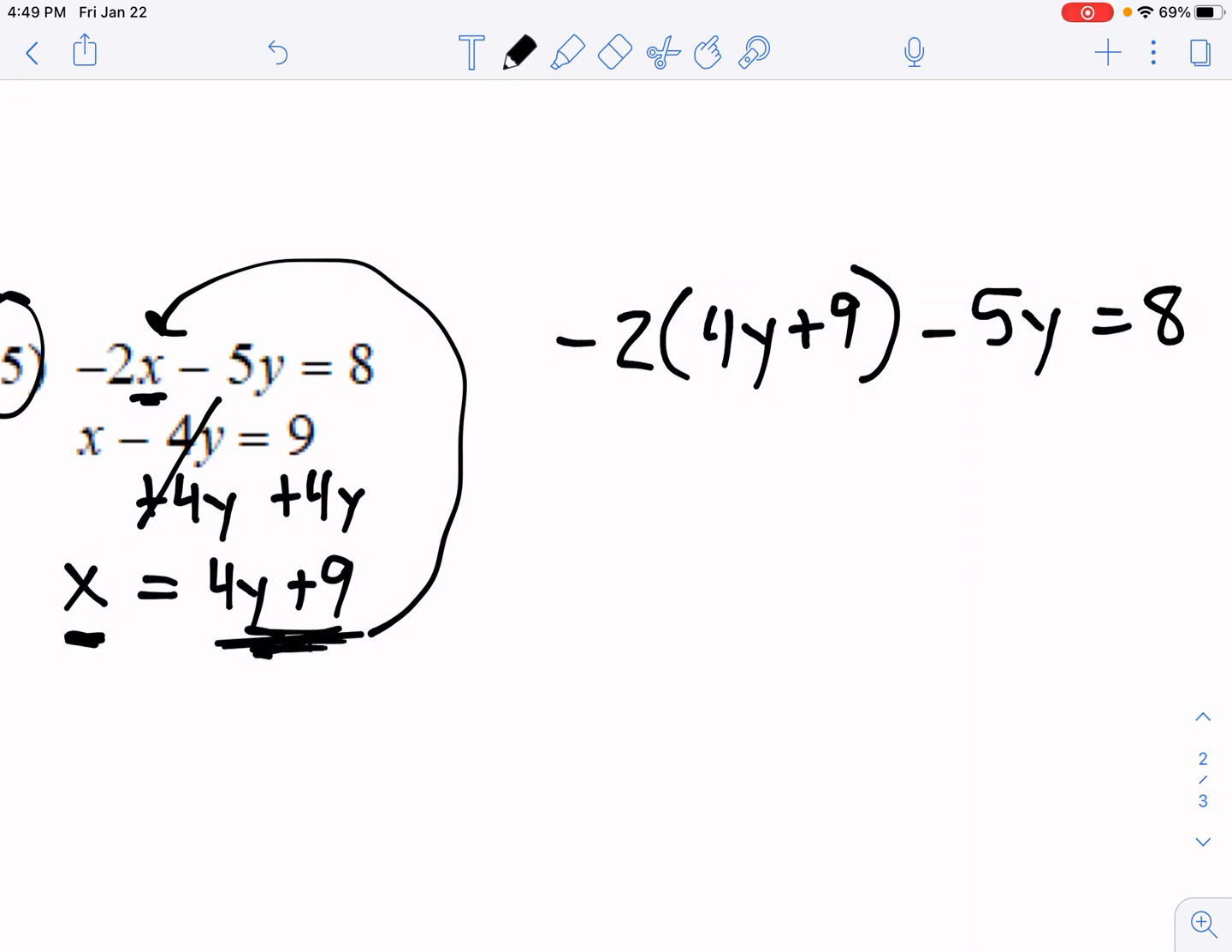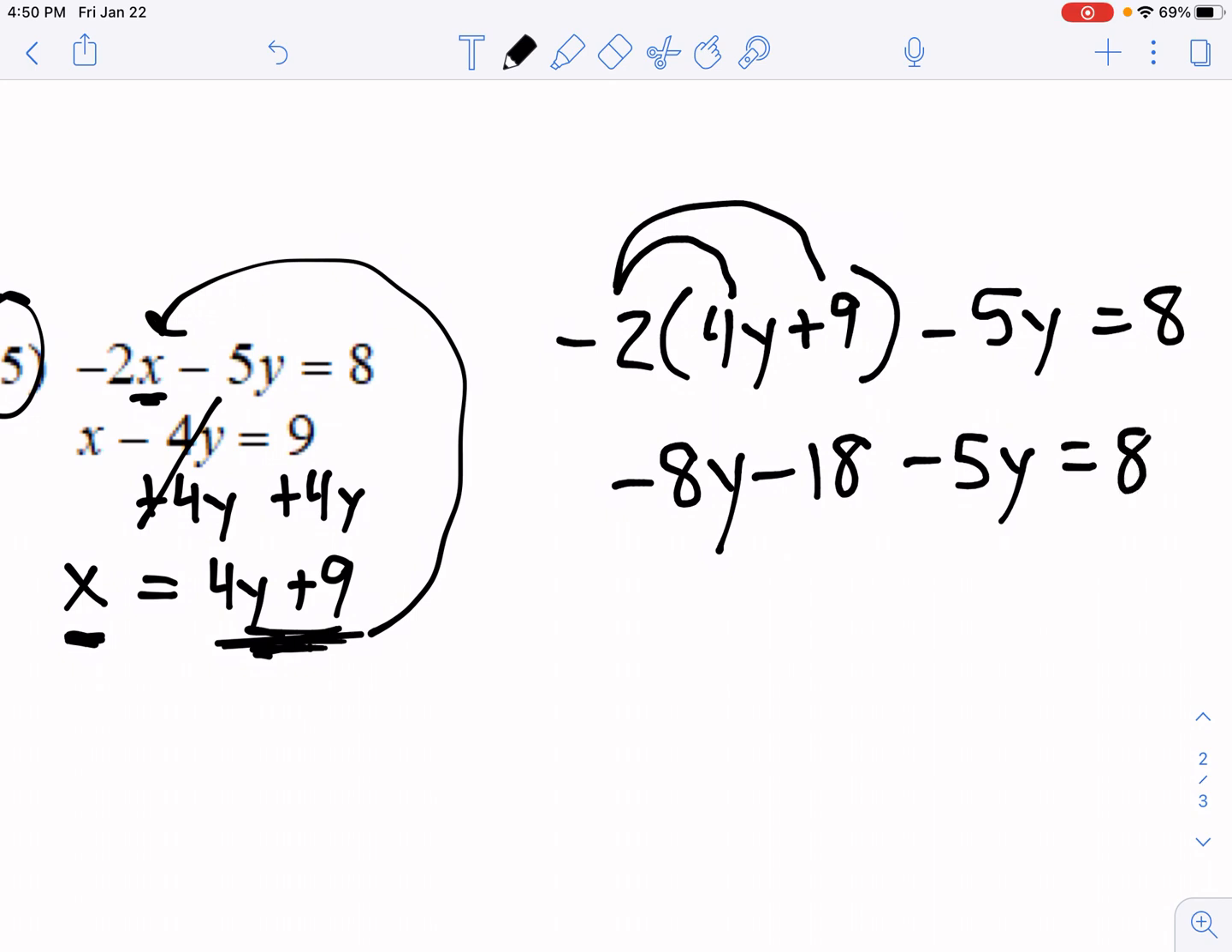Now, I have a parentheses and a constant, a number in front, and what we need to do is apply the distributive property and multiply it to each term inside. So we'd have a -2 times 4, which would give me a -8y. Then we have a -2 times 9. -2 times a positive 9 is a -18. Minus 5y equals 8. And notice we're only solving for y now. We only have one variable, and that's the point of the substitution, to go from two variables to one variable.